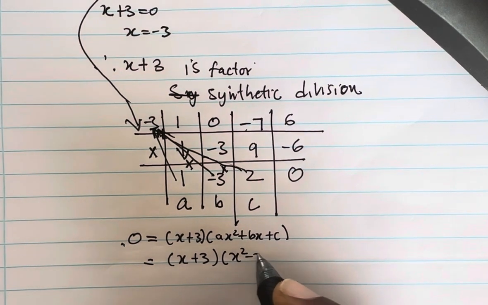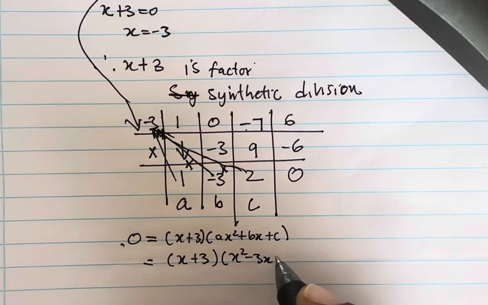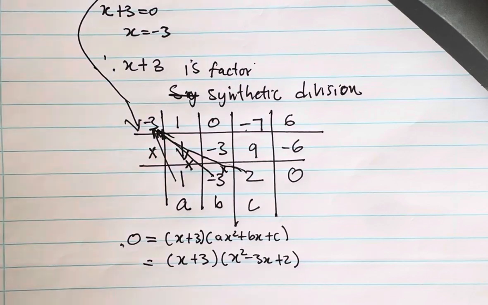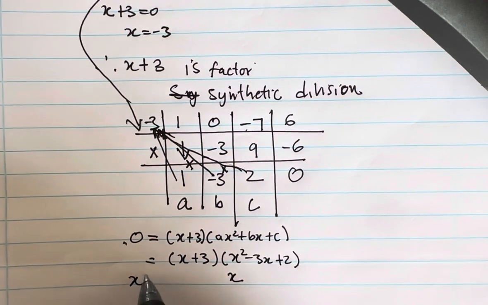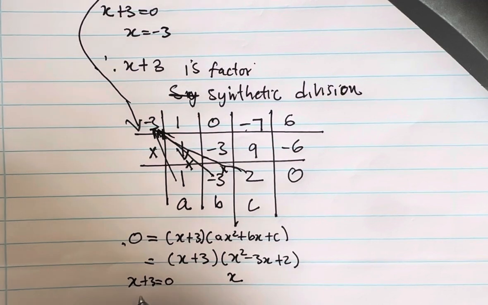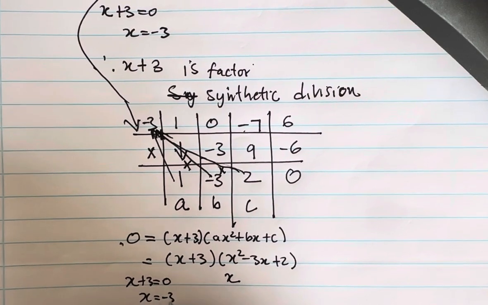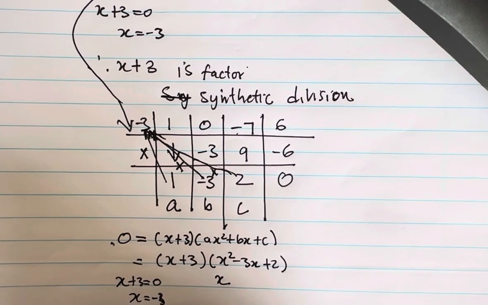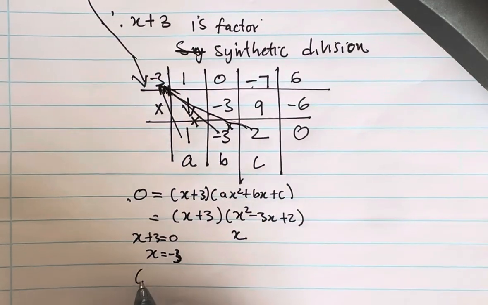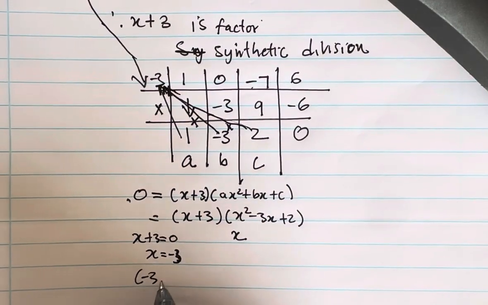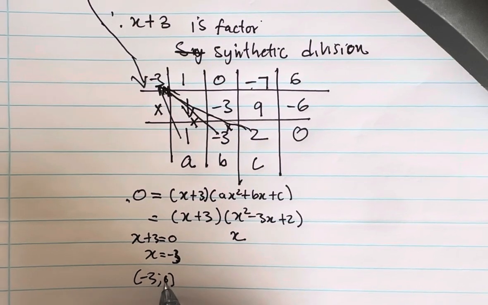Which is x plus 3 into x squared minus 3x plus 2. For these ones you're going to use the quadratic formula. This one, x plus 3 is equal to 0, so x is equal to -3. Which is what are we going to have now? We're going to have -3 and 0.